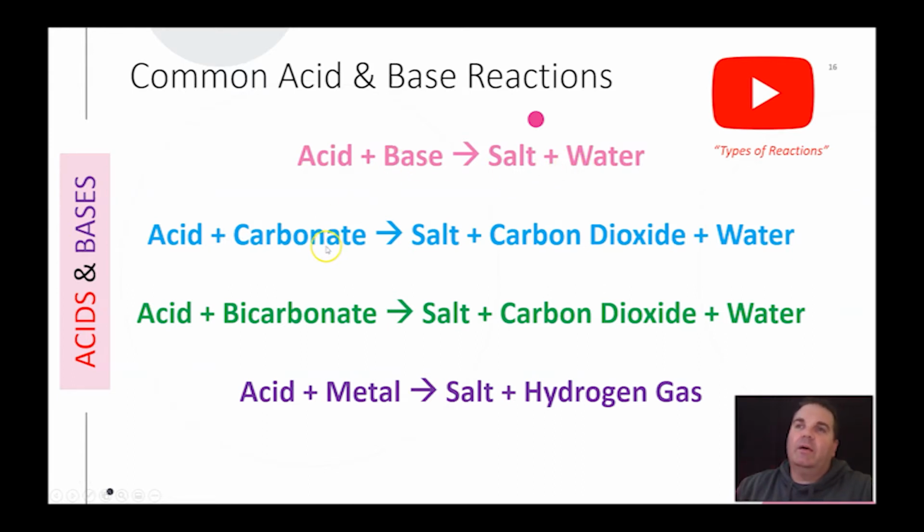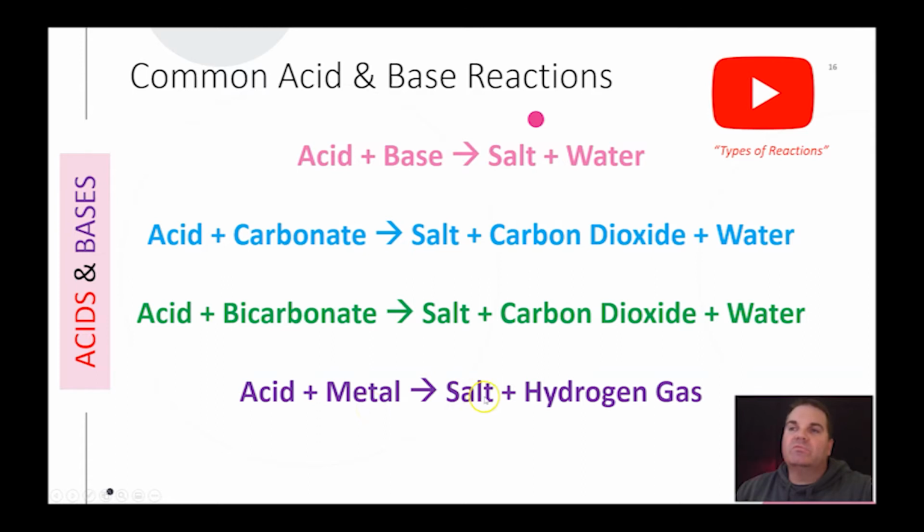Acids and carbonates. A carbonate is just another form of a base, but it also has a carbon dioxide in there, which can be given off in the reaction. A bicarbonate, same thing, it's just HCO3 minus instead of CO3 2 minus, which is what your carbonate is. But in both of those you still get salt plus water, and then you get carbon dioxide thrown in as well.